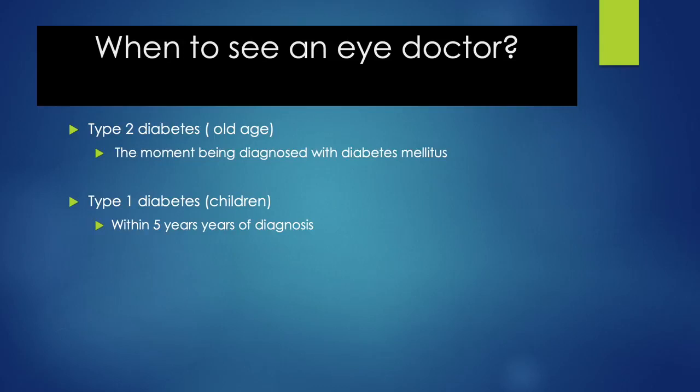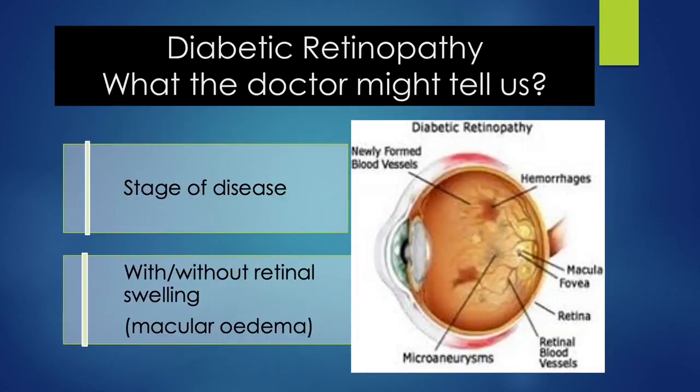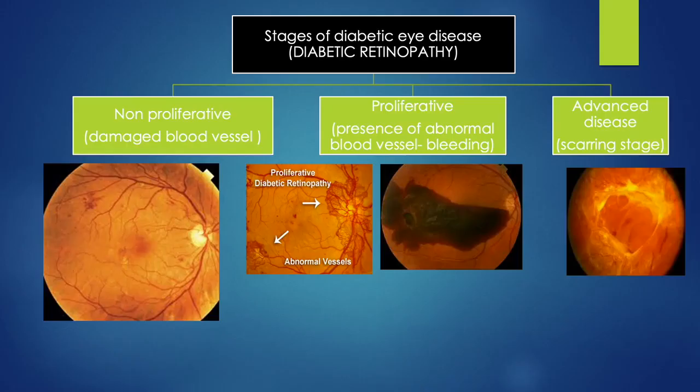What will the doctor tell diabetic patient? Doctors will usually discuss the stage of the disease. They will also discuss the possibility of whether there is presence of retinal swelling involving the macula. Macula is the center part of the retina which is used to see objects centrally.